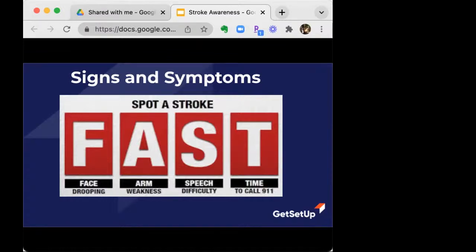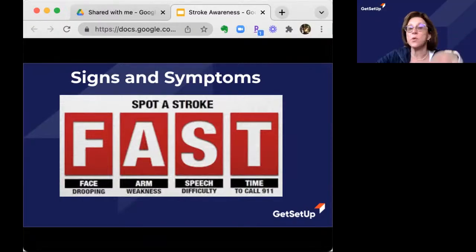Okie doke. Okay, so I may be able to pass the test because I had a stroke 10 years ago. You did? Okay, so this is very interesting. I'm gonna go through this, and then you're gonna talk to me a little bit about your stroke and what was similar or different or what went on.